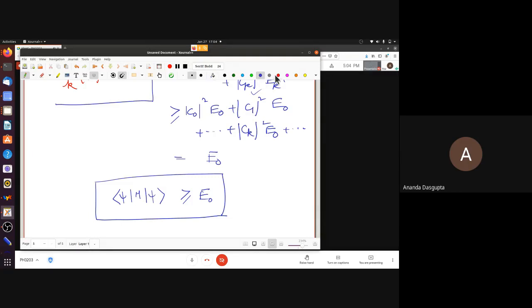Of course, if you did not bother normalizing this, even then you can still calculate this quantity. Remember, this is actually the expectation value for any normalizable state, right? You divide by the norm squared. That's it. And this quantity in general has to be bounded below by E0. So this is the starting off point for the variational method. Any questions so far?